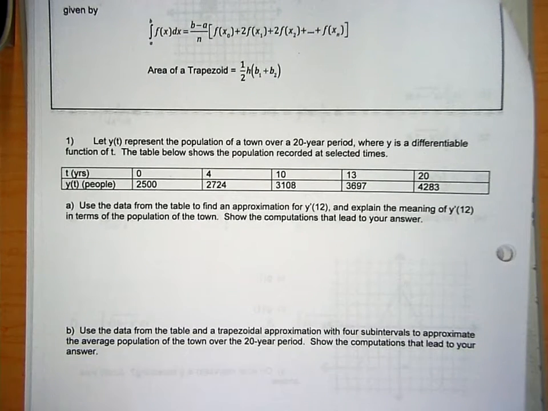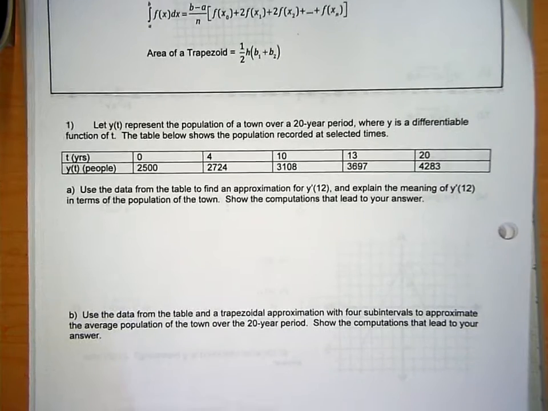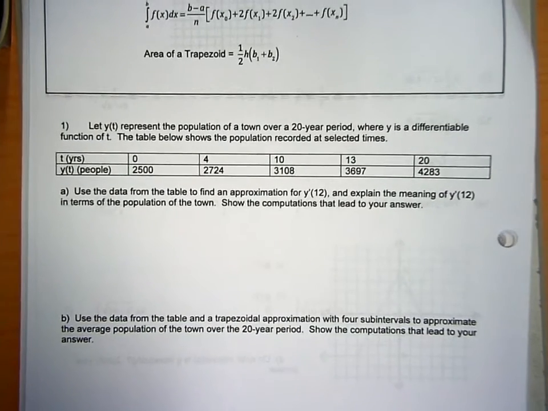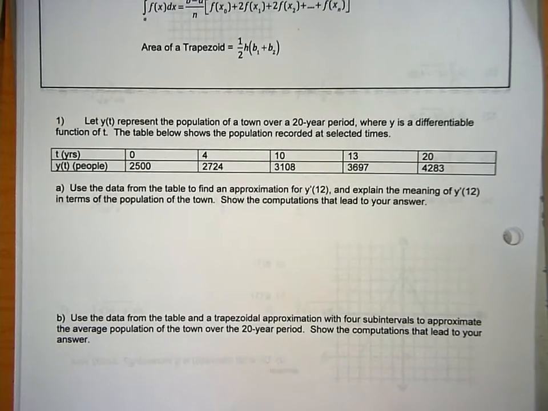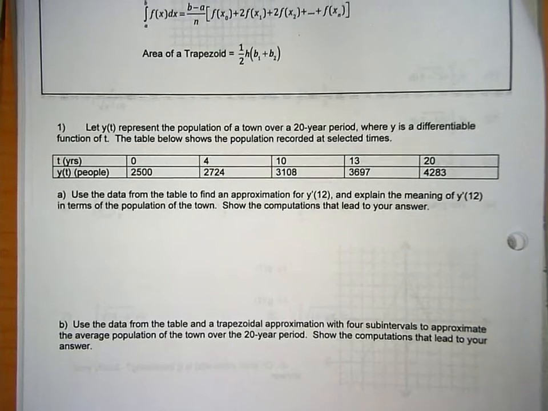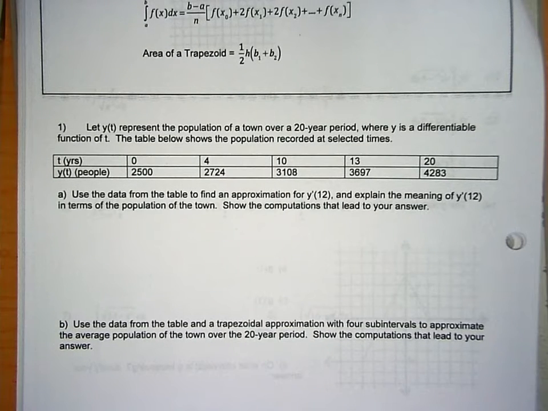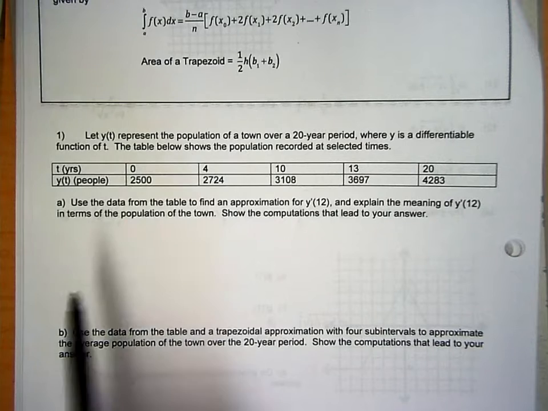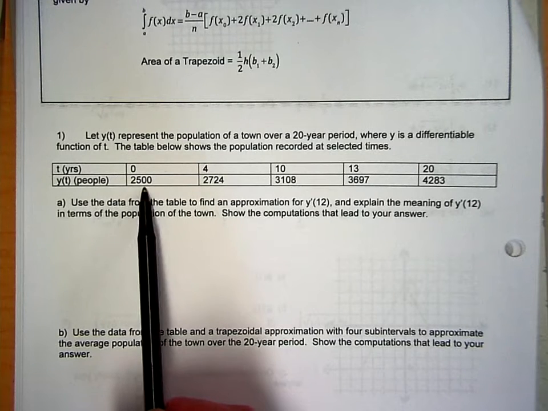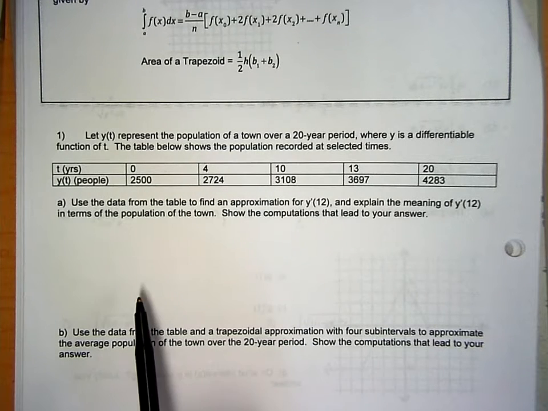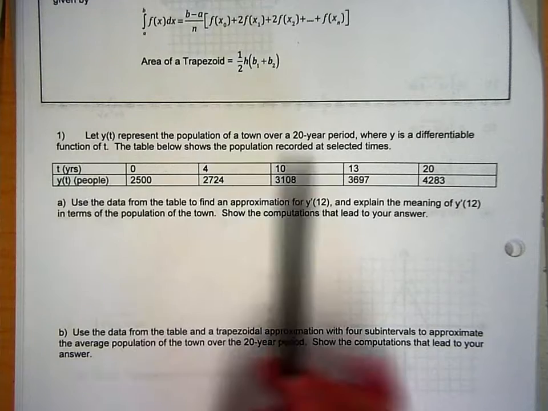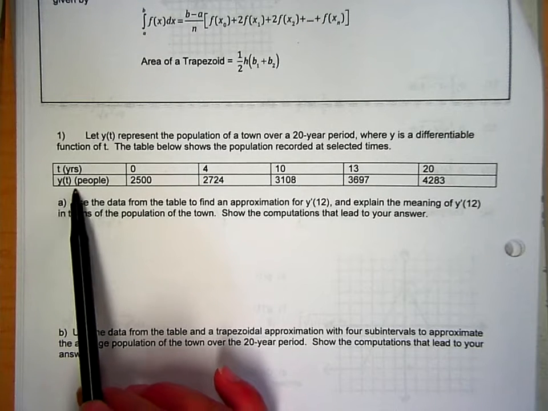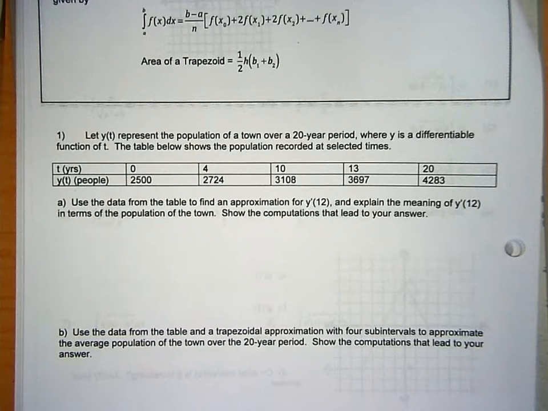Okay, now we're going to get into problems in this section where the problems are given to us in a table format. So this section is called numerical integration. So instead of giving you an equation, the numbers are given in a table format. So this first problem says this is the population of a certain town over a 20-year period. And we're going to assume that this, whatever this equation may be, is a differentiable function. And here are 5 data points that they give us.